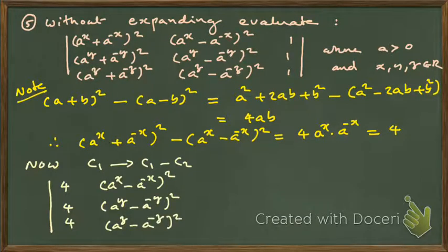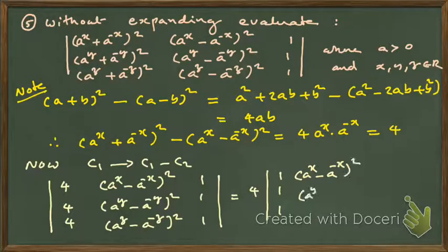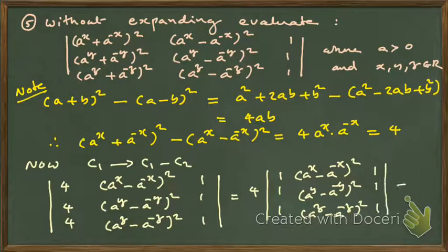Now you can either take 4 common out of C1 and say C1 and C3 are both same, 1, 1, 1, 1, 1, 1, and so the value is 0. Or you can say C1 and C3 are proportional and so the answer is 0. Either way, I took 4 common out of C1. So I have 1, 1, 1 there. C2 remains the same. C3 is again 1, 1, 1. And if two columns are same, the answer is 0.